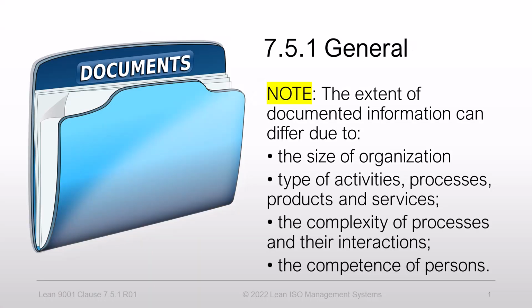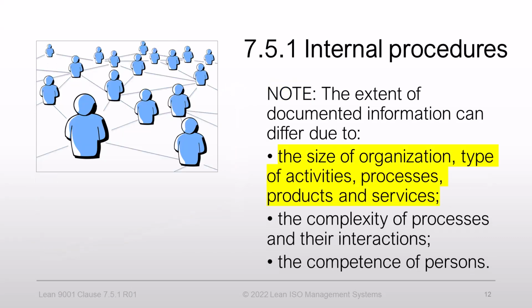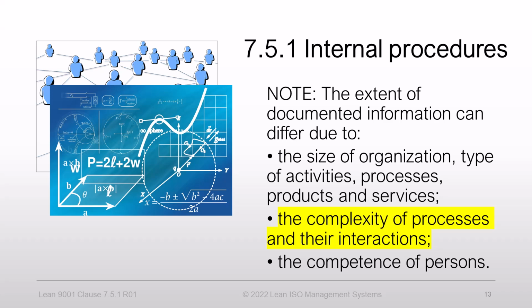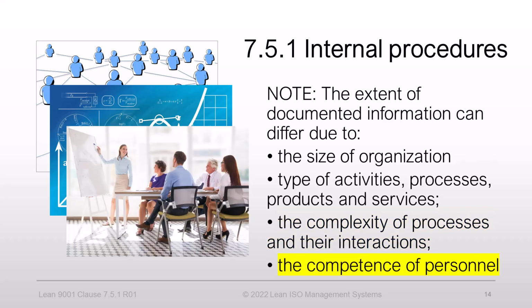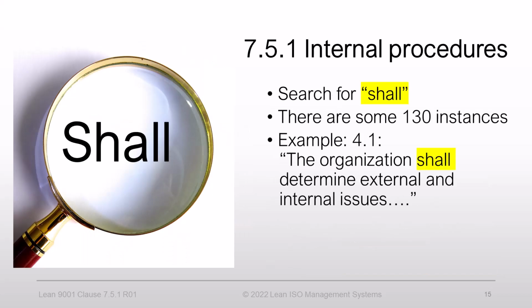First, the note explains that the extent of documented information for a QMS can differ from one organization to another due to the following: the size of the organization and its type of activities, processes, products, and services, the complexity of processes and their interactions, and the competence of personnel. Keep this in mind. Running a hardware store or assembling F-24 landing gear will definitely affect the number of documented procedures in your company.